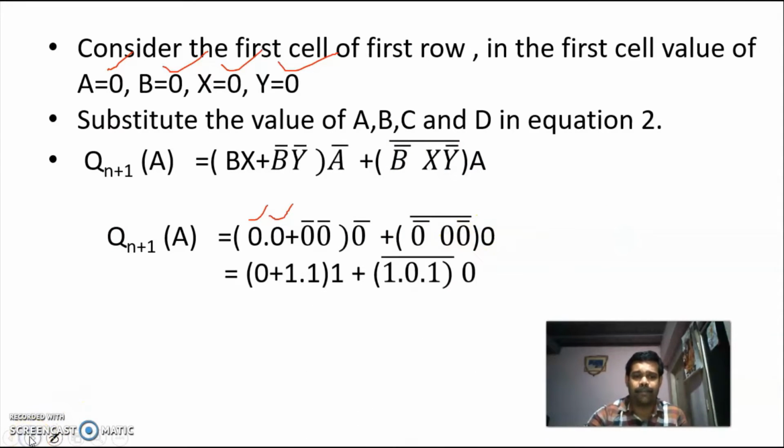Next, 0 into 0 is 0, then 0 bar is 1, again 0 bar is 1, then 0 bar is 1. Then here also 0 bar is 1, then 0, then 0 bar is 1, then into 0 they have a whole bar. Here 1 into 1 is 1, and here 1 into 0 into 1 is 0.